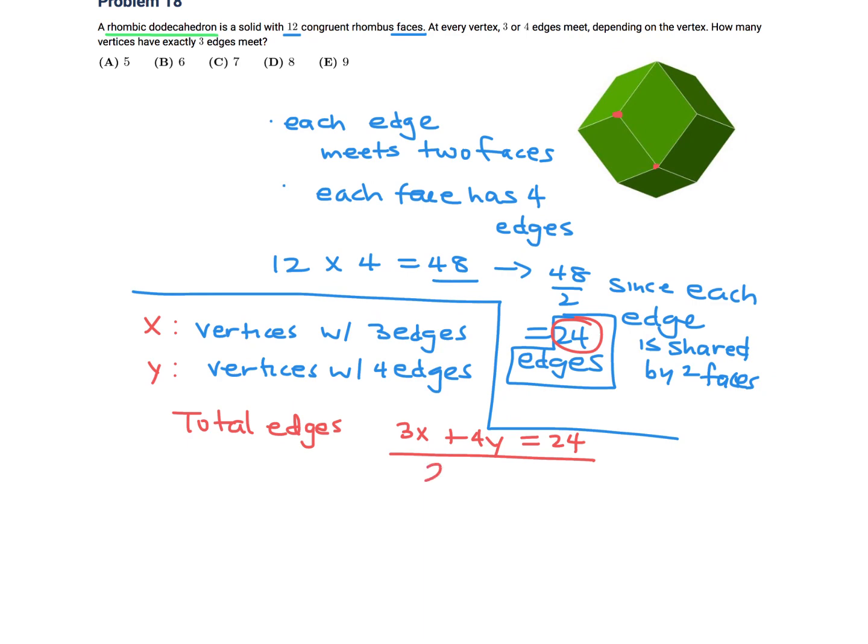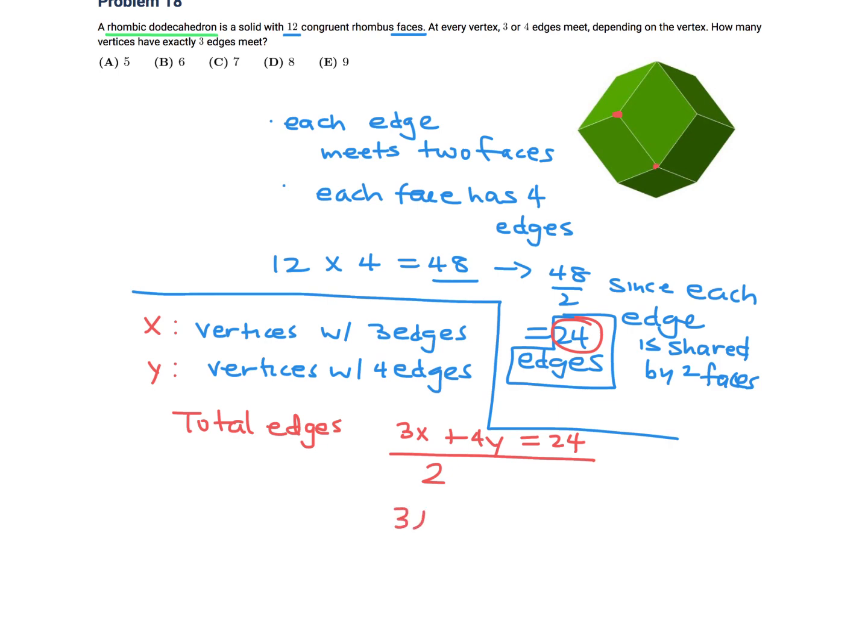I forgot to divide this by 2. Wait, hold on. Yeah, because for the same reason, each edge is shared by 2 faces. Each edge is shared by 2 faces, because if I didn't divide by 2, I would double count them.